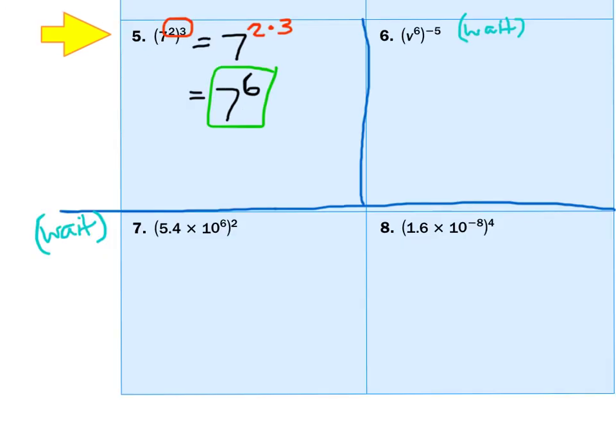Okay, and we're just going to do one more right now. Look at number 5. In parentheses, I have 7 to the second power raised to the third power. So with my red, I carefully circled the 2 times 3. So that gives me 7 to the 2 times 3 power. So that's 7 to the 6th power. And you can just box your answer. Now I want you to wait on 6, 7, and 8. We'll come back and talk about that later.